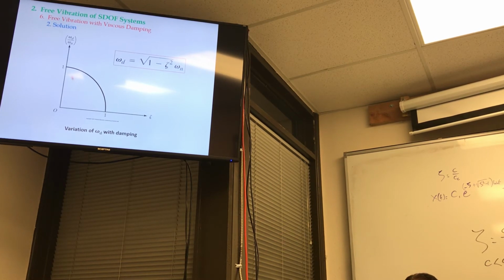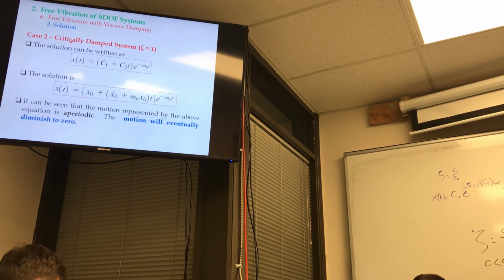When you have critical damping, what happens to the frequency of vibration? It goes down to 0. See? This region is undamped, these are all underdamped, and then when you get to here, you have reached critically damped. Critically damped, is there any frequency of vibration? No, because omega d is equal to 0. Critically damped is when zeta is equal to 1.